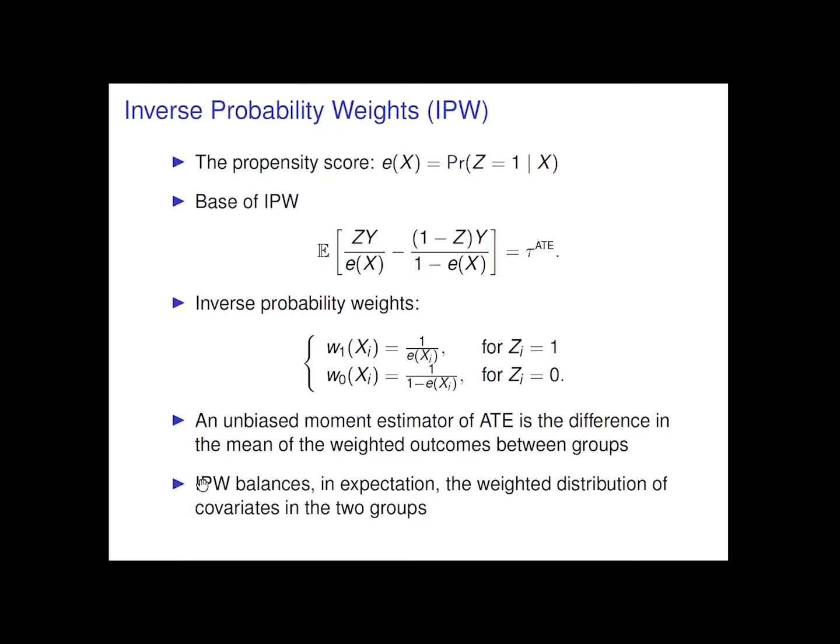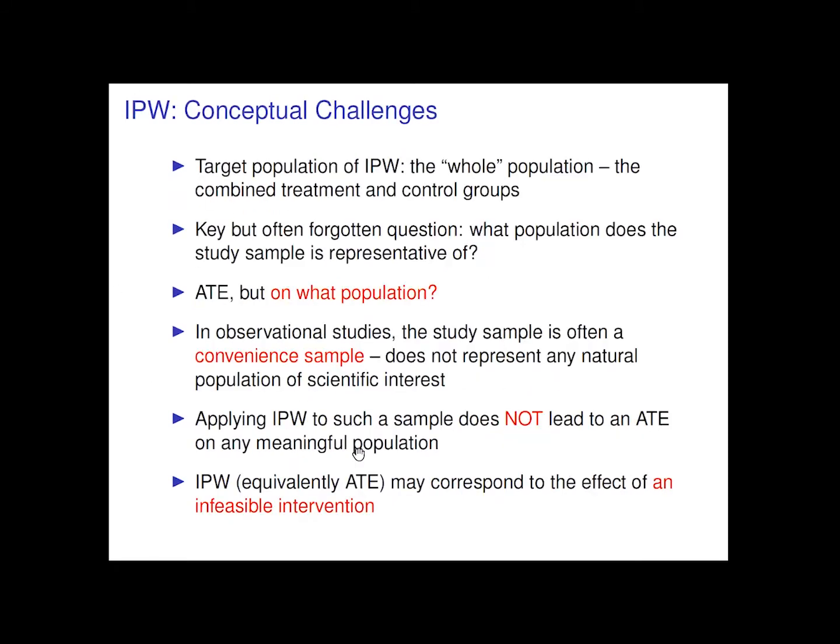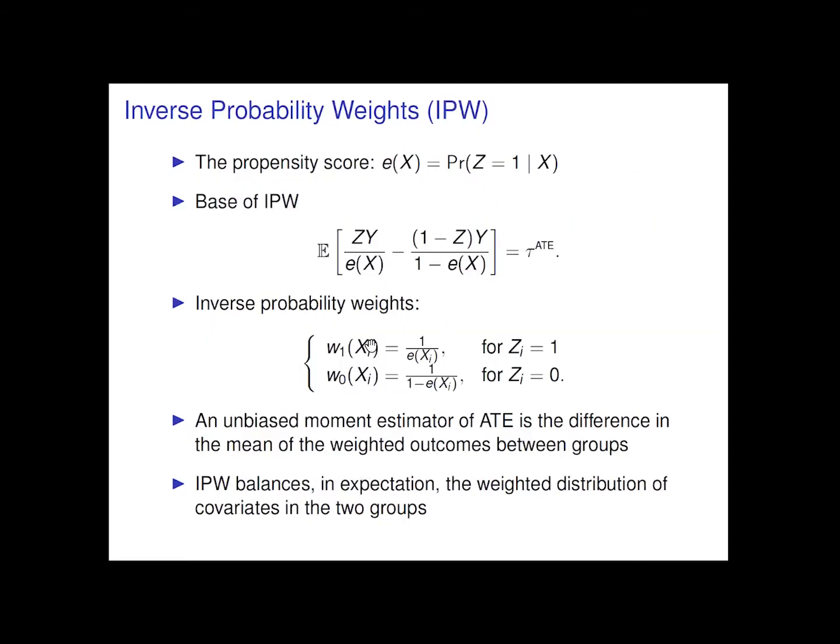What is really interesting is that we still talk about balance. You can do this, but what is balance here? As I will show later in a general framework, IPW not only gives you an unbiased moment estimate, it also balances, in expectation, the weighted distribution of the covariates in the control group and the treatment group. I will show this much more clearly later. This is all standard. People do this all the time.